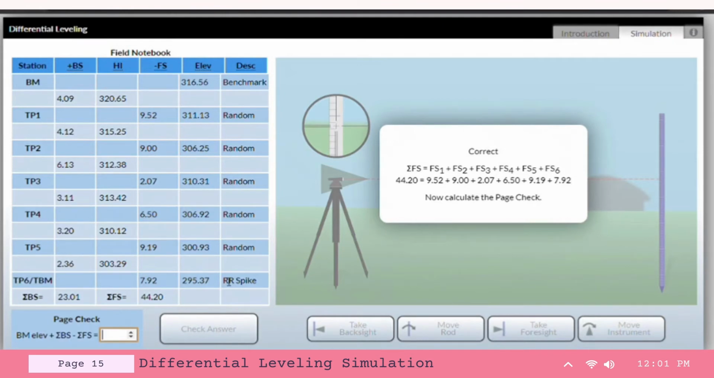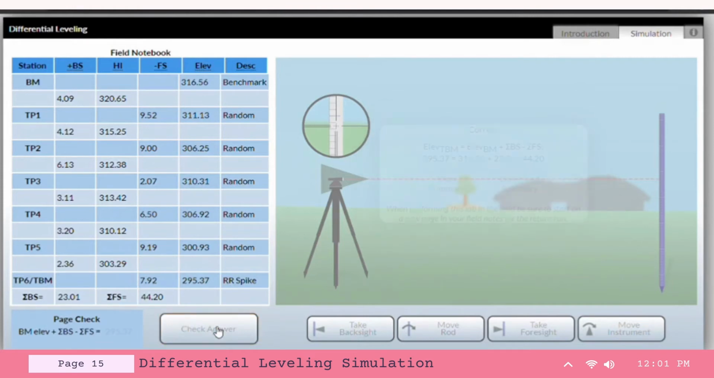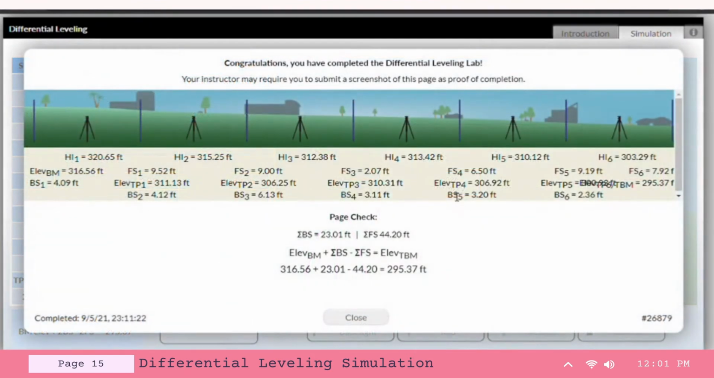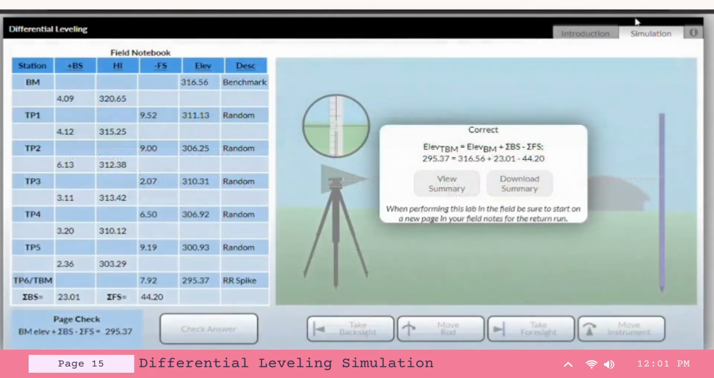So everything is right. Our field notes are right. Yay! Let's check. Ta-da! Correct. Now we are done with differential leveling. Thank you for listening. So here you can view the summary. Yay, we're done.